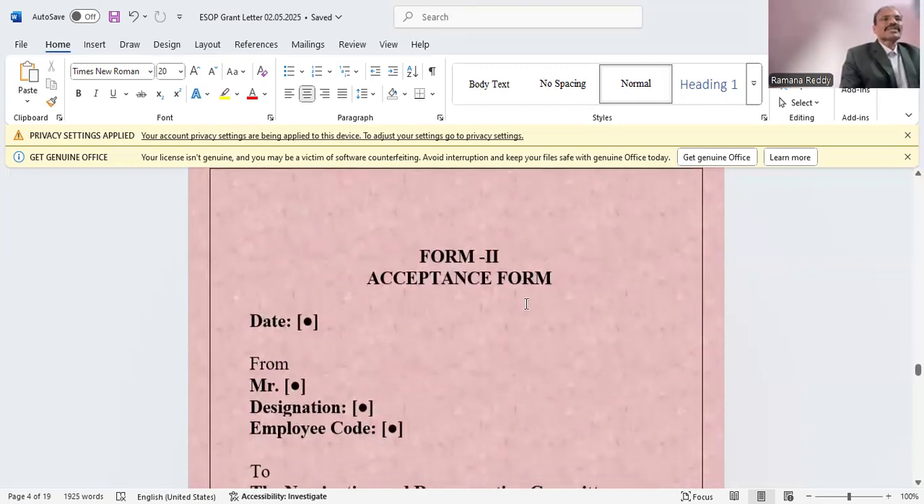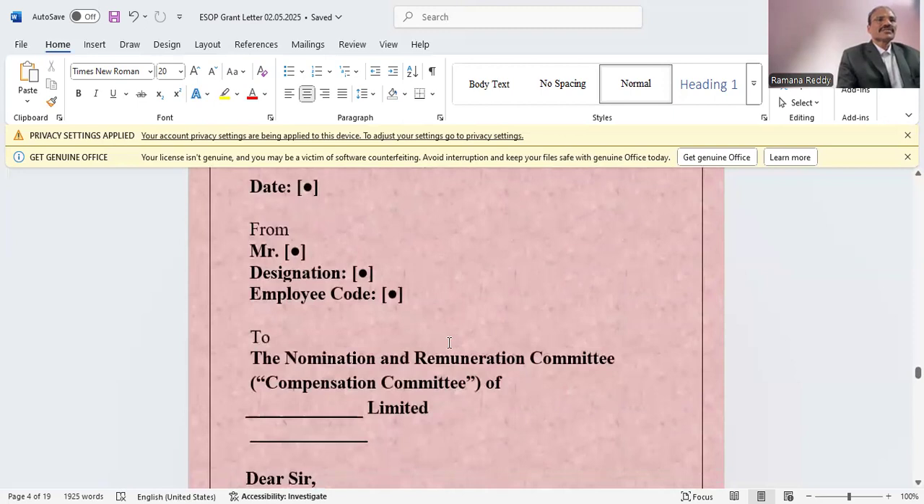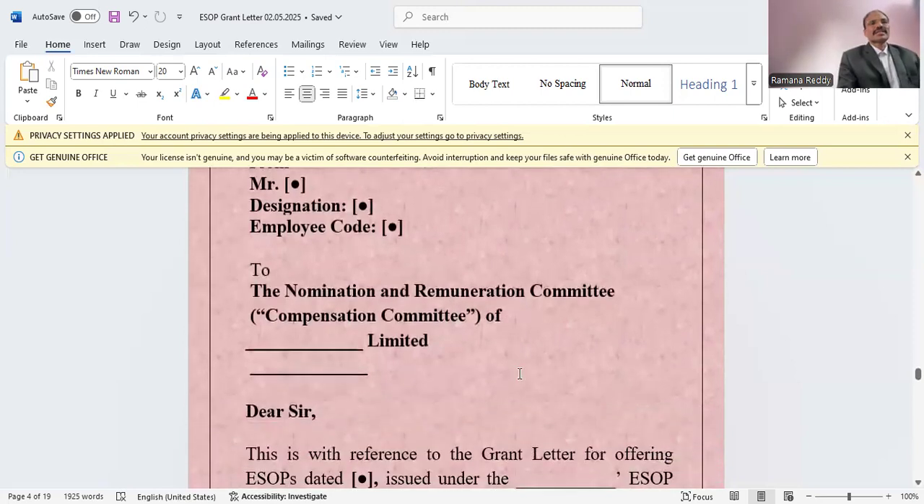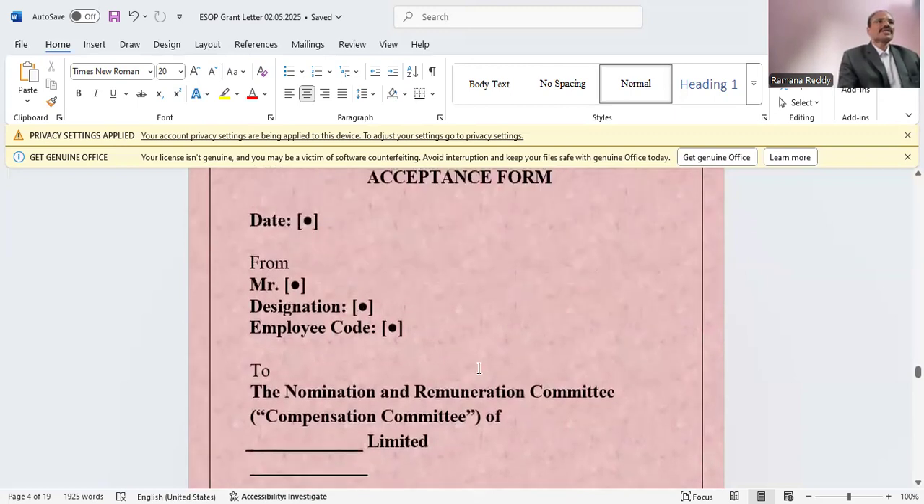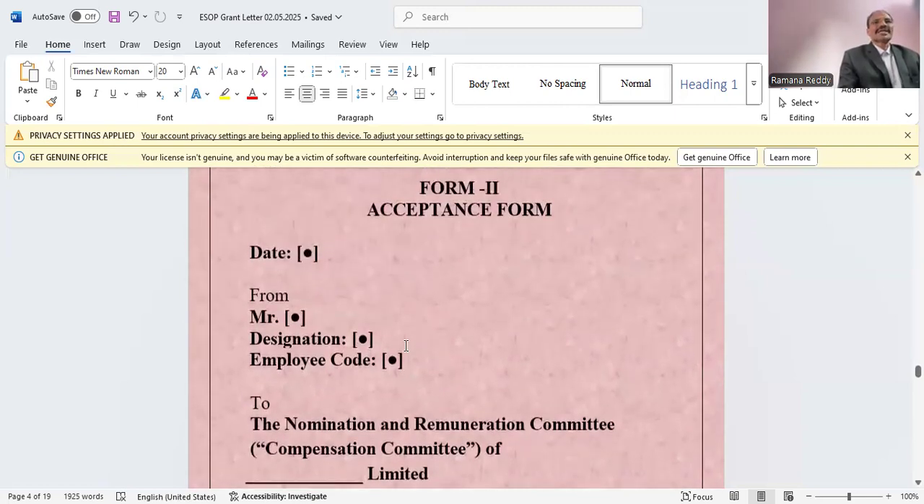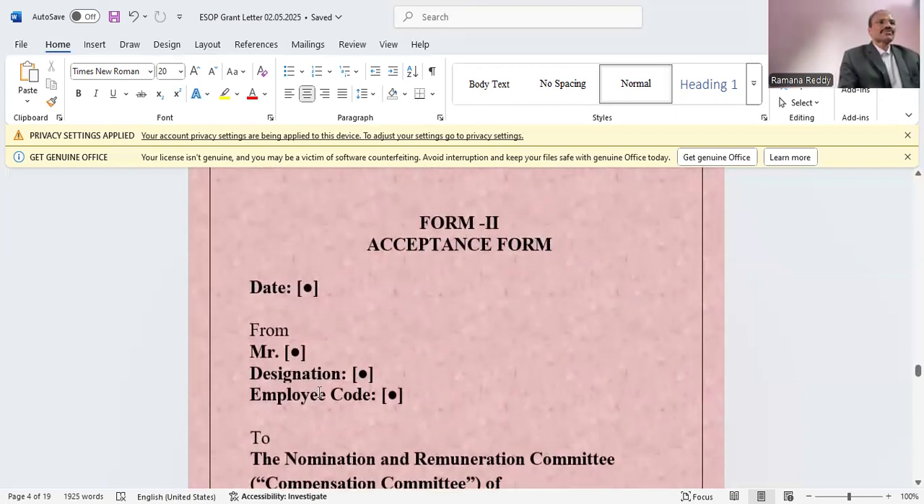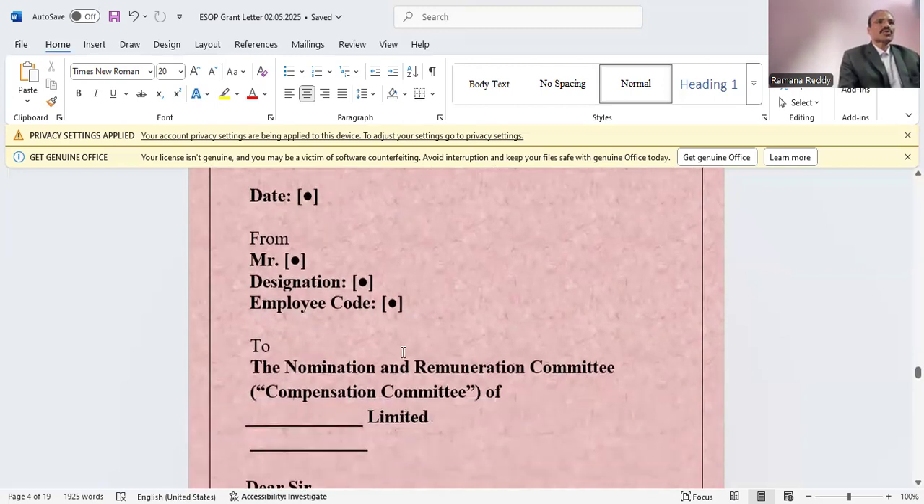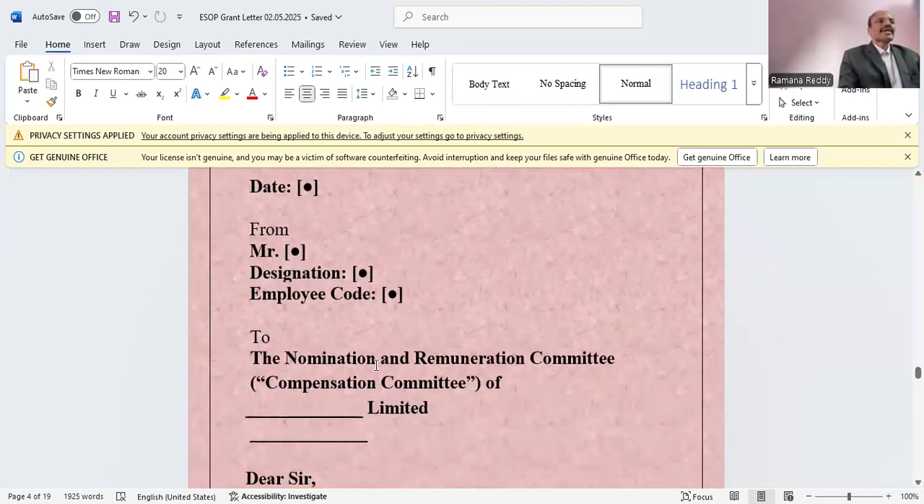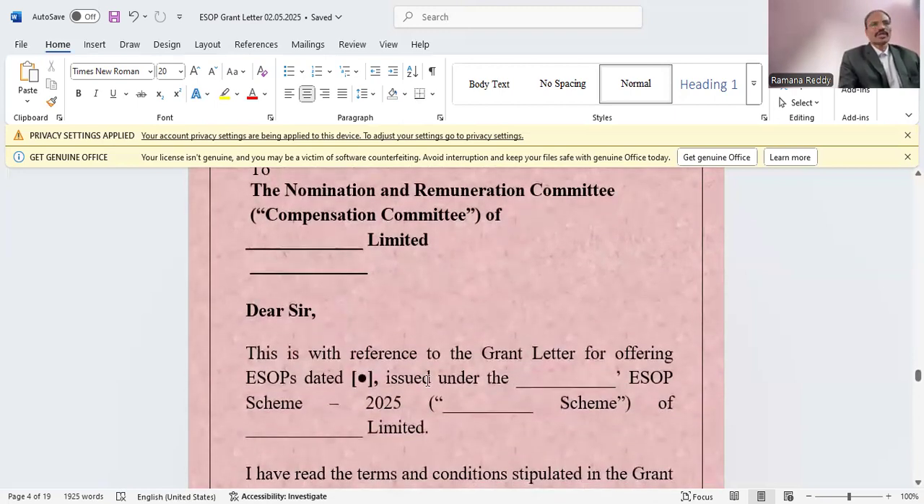Then I told you the acceptance form will also be supplied. So this is the form of acceptance. The employee, after reading, will accept within the time given. 30 days time is given. The date will also be mentioned in the offer letter. So how the format will be: acceptance from so-and-so employee, designation, date will be given. And to the NRC, nomination remuneration committee, that is the compensation committee, of so-and-so company.